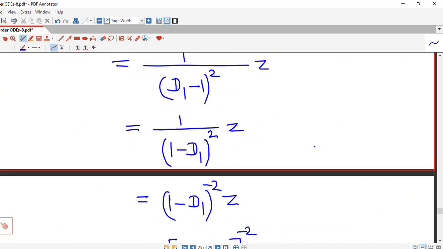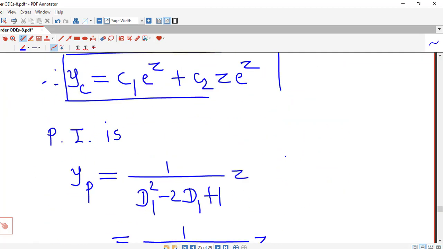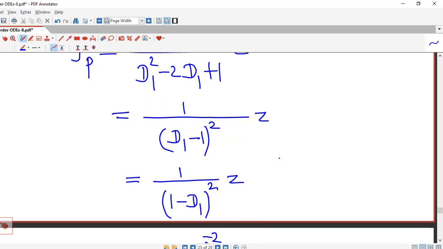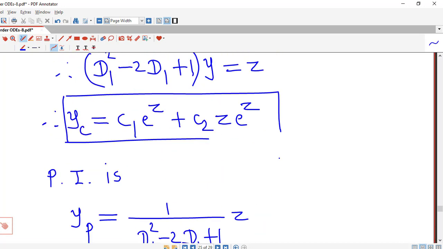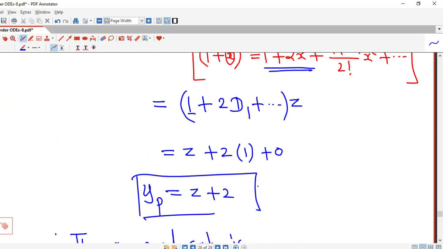So in this way we can easily solve Euler-Cauchy equations, provided that we are familiar with the methods of solving non-homogeneous linear differential equations with constant coefficients. So this is all about this lecture.